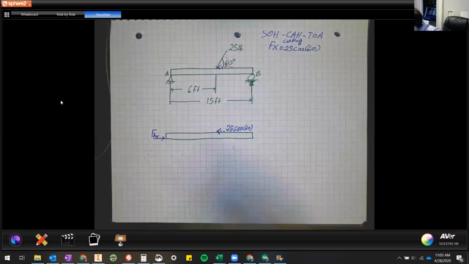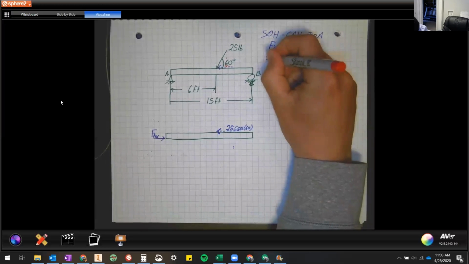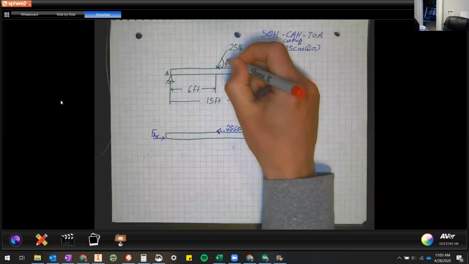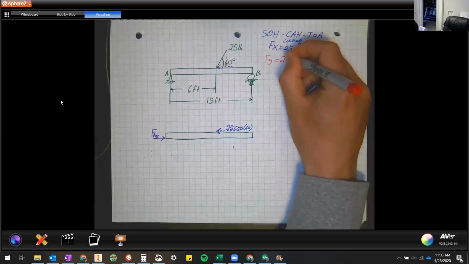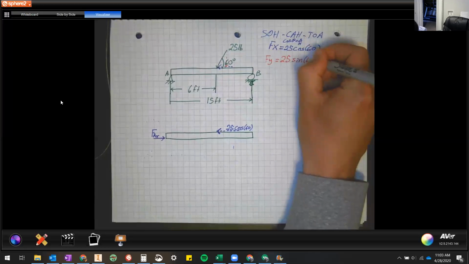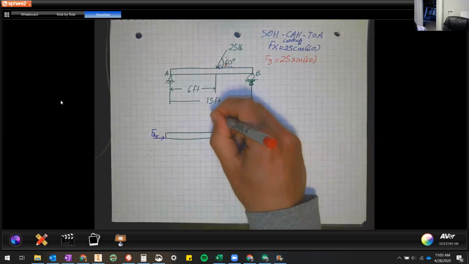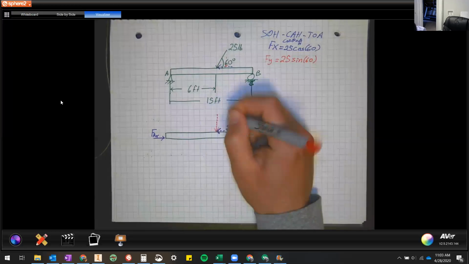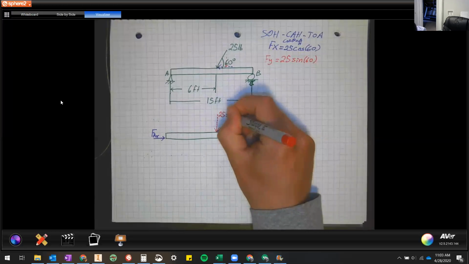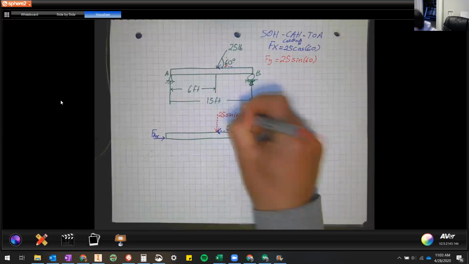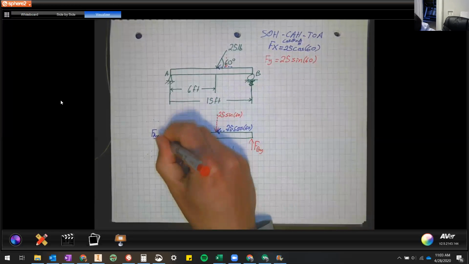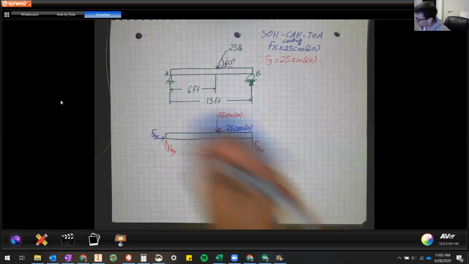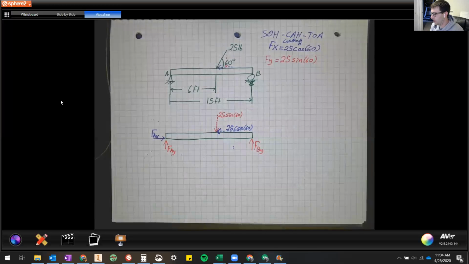My y component then, because it would be the opposite side of this triangle that would be made, would be 25 times the sine of 60. So I'm going to have a y force acting down, and that's going to be 25 sine 60 for that value there. And I would have FBY, and I would have FAY. Okay, so that's what my free body diagram would turn into.